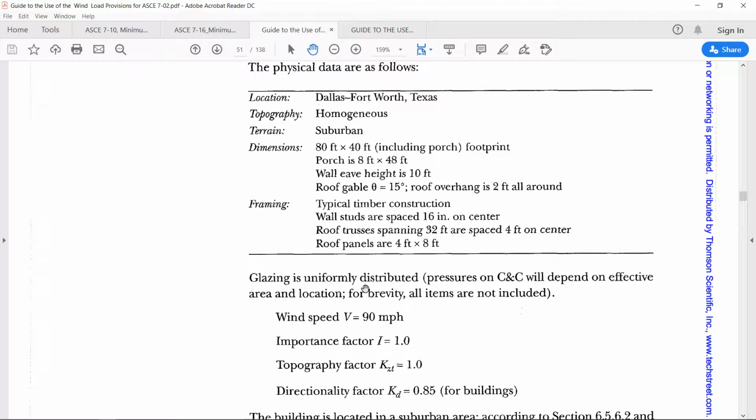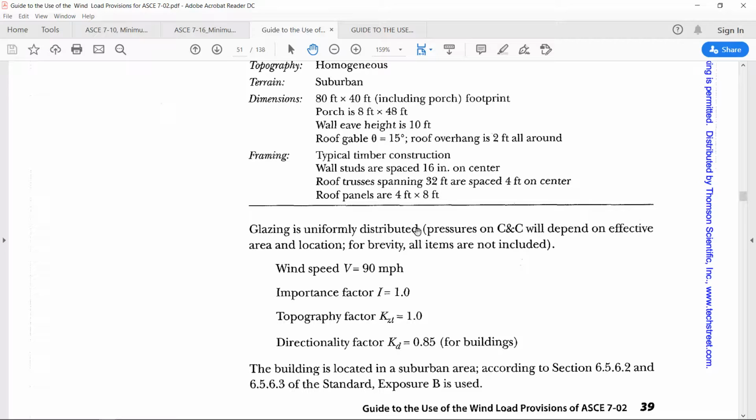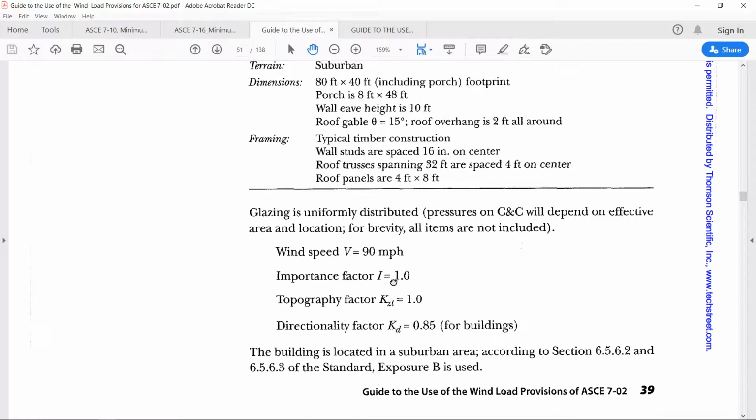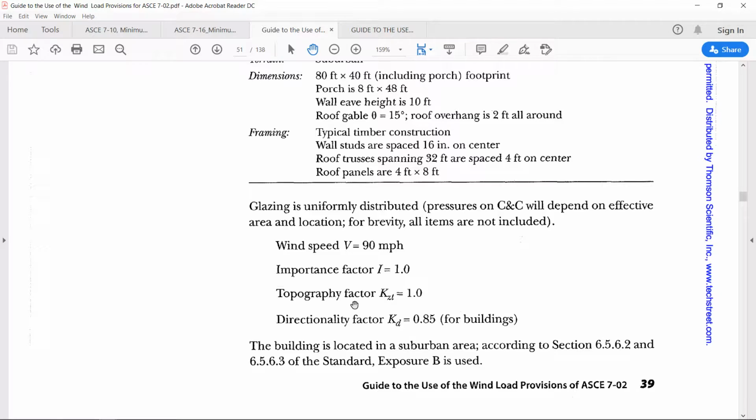Glazing is uniformly distributed. Pressure on components and cladding will depend on the effective area and location. For brevity, not all items are included. And the data is as follows. As per ASCE 7-02, the wind speed was 90 miles per hour. Importance factor 1. Topographic factor was 1. Directional factor was 0.85.